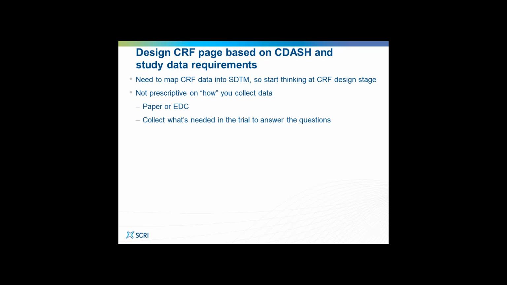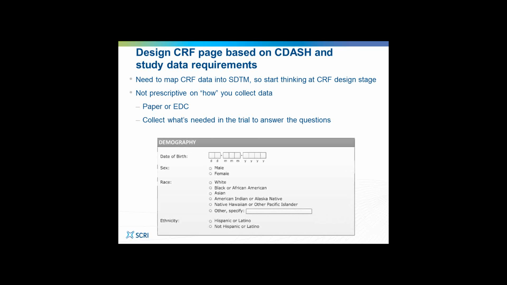So what I'm going to go through is a very, very simple example, first of all, just to illustrate a few points. I'm going to show you a demography page, and I'll go through 3 of the questions: the date of birth, which is a date field, sex, and race, which are multiple choice questions.